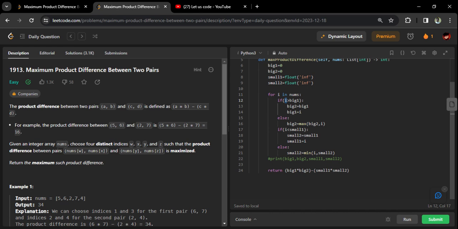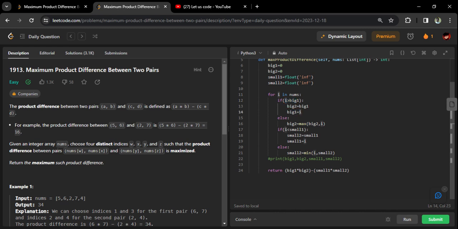Okay, so if I is greater than big one, the first thing is: previous to this index, big one is the biggest. So first of all, I will transfer big one's value to big two. Then I will reinitialize big one with I, as I is greater than big one.